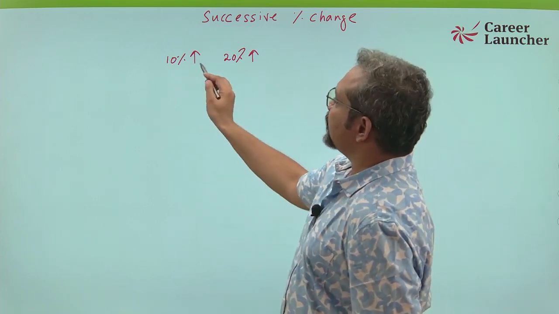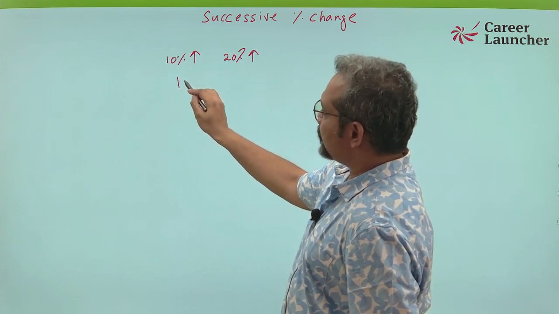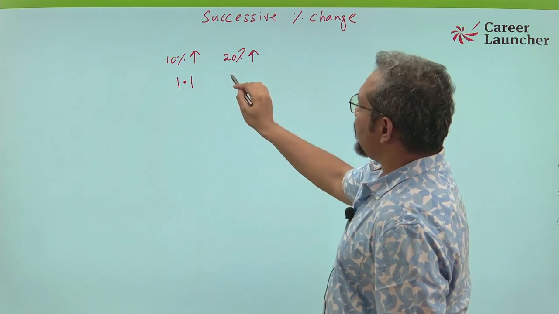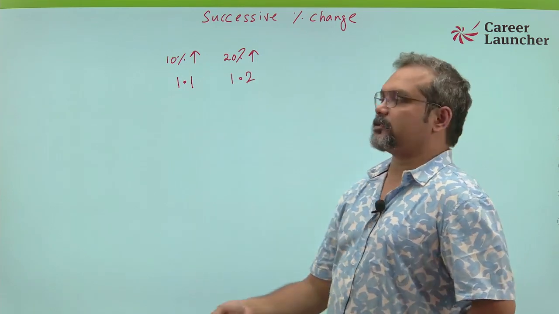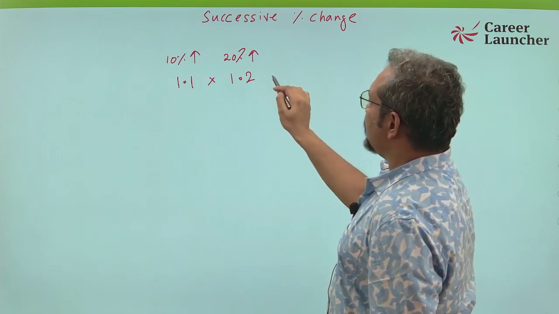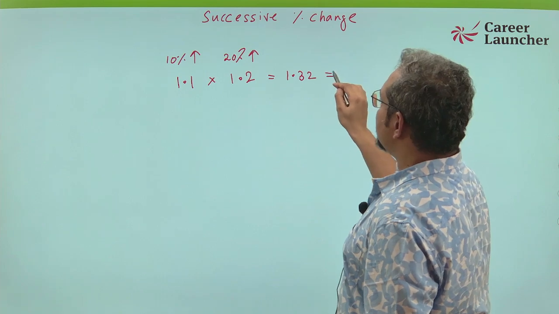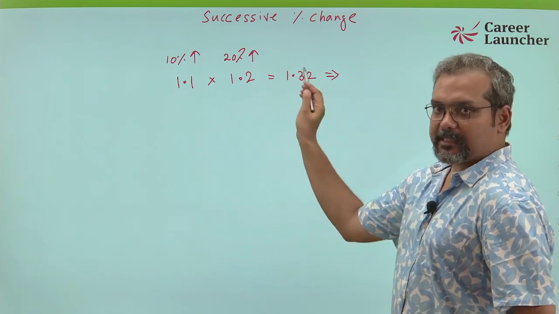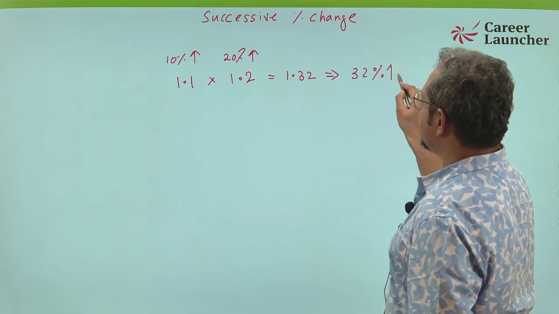You might be tempted in doing 10% increase means there is a multiplying factor of 1.1. We have discussed multiplying factors last time, followed by another multiplying factor of 1.2. Since these are multiplying factors, we are going to multiply. The result gives you 1.32. So that basically means you have multiplied 1.32. That's the net multiplying factor, which means there must have been a 32% increase.